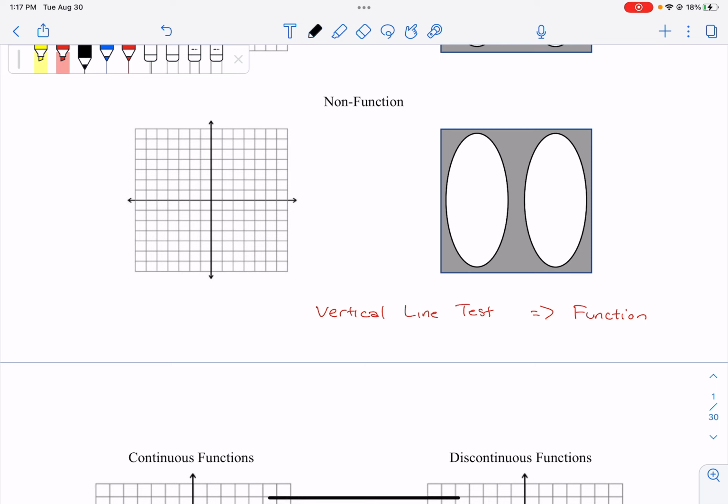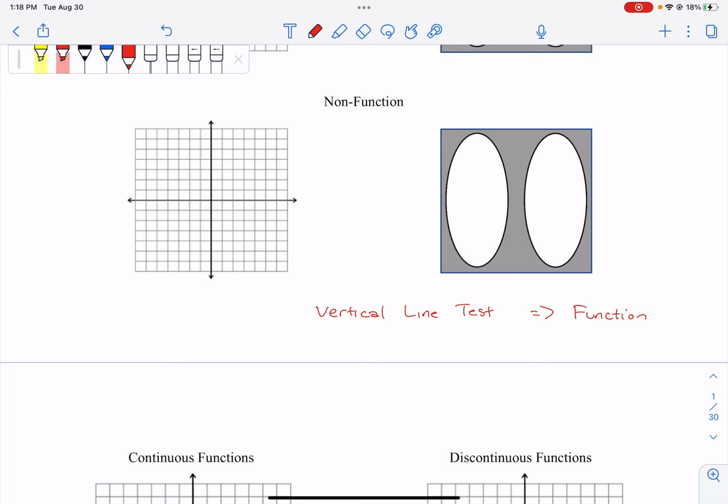So if we have another graph that looks kind of like this, let's say we have a circle, and we bring in our vertical line, this is not a function. Because if you look, this part, it hits twice. And by definition, if we use a vertical line test, if we swing it across from left to right, it has to only hit once at the most. If it hits more than once, then we deem it as not a function. All right, so if it fails, it's not a function.